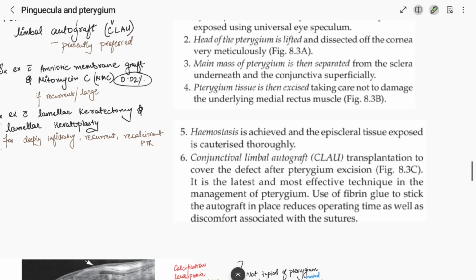And as I told you, this is the latest and the most preferred technique nowadays. We can use a fibrin glue to stick the autograft in place. It is a fast procedure. It reduces the operating time, and there's no discomfort associated with the sutures.